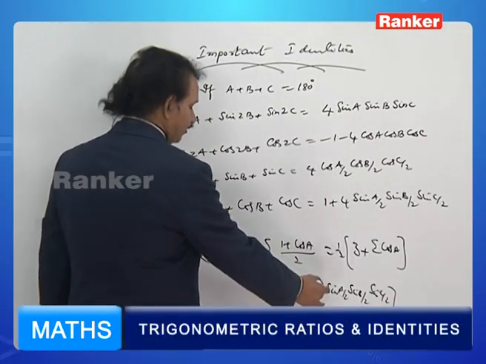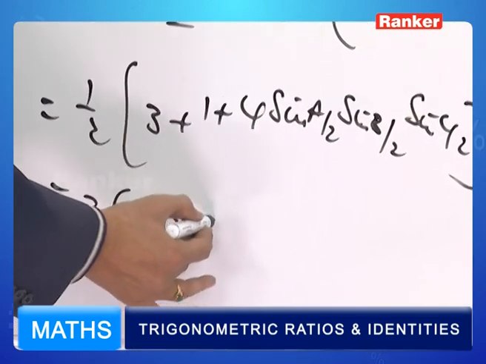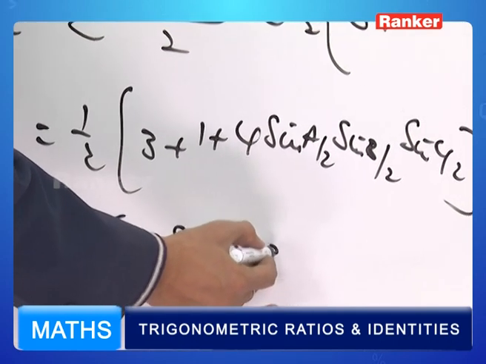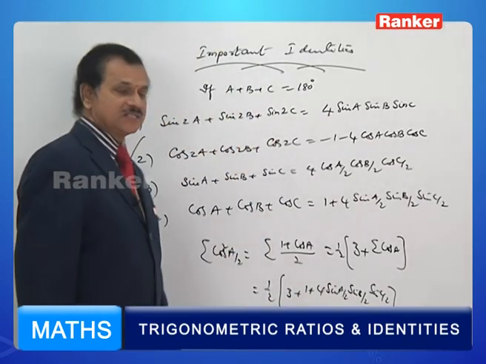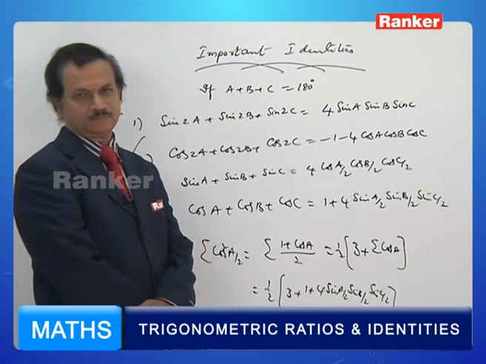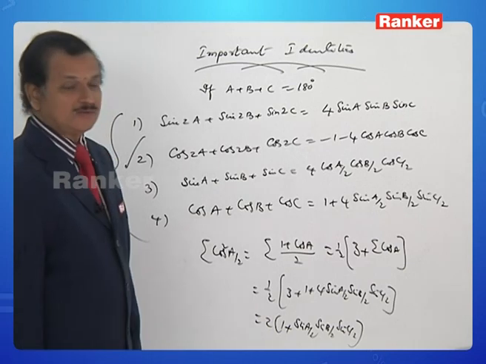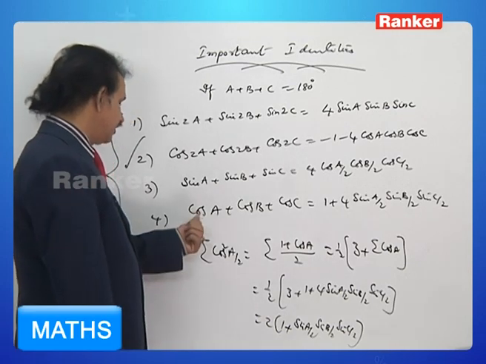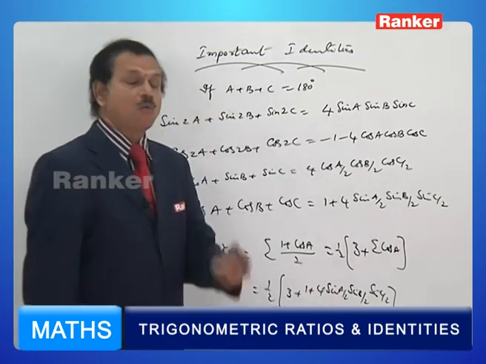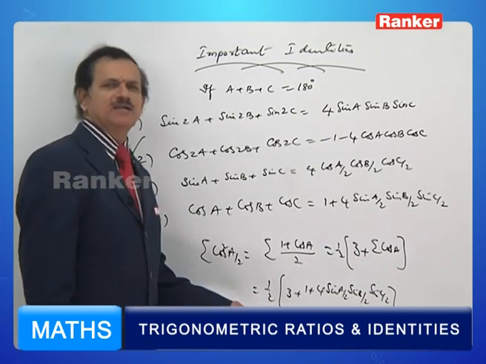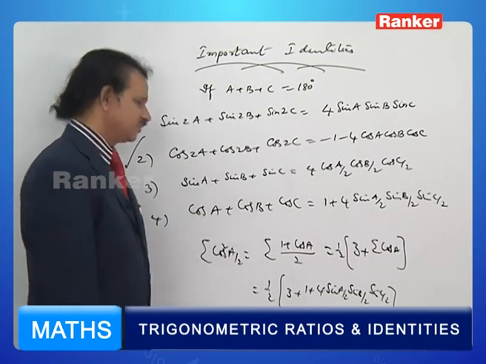3 plus 1 is 4. If you take 4 out, you will have the answer as 2 into 1 plus sin A by 2 sin B by 2 sin C by 2. This is about sigma cos square A by 2. If at all it is asked, we write like that. So this result is of course dependent on the identity cos A plus cos B plus cos C. So please remember this, but not this. Why? This can directly be obtained from cos A plus cos B plus cos C.